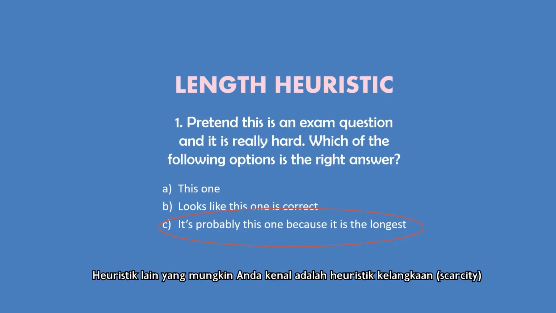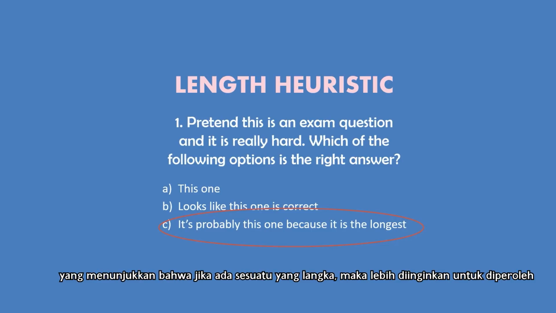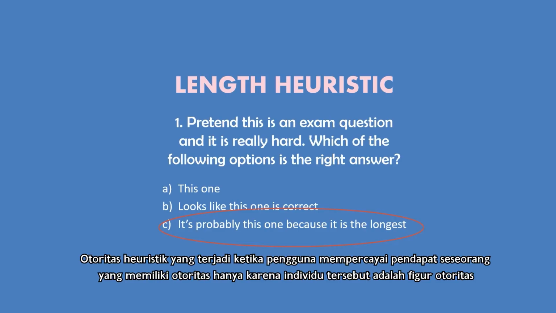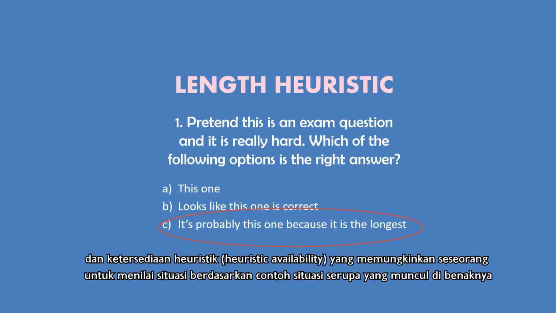Other heuristics you may be familiar with include the scarcity heuristic, which suggests that if something is scarce, then it is more desirable to obtain, as well as the authority heuristic, which occurs when a person believes the opinion of someone of authority just because the individual is an authority figure, and the availability heuristic, which allows one to judge a situation on the basis of the examples of similar situations that come to their mind.